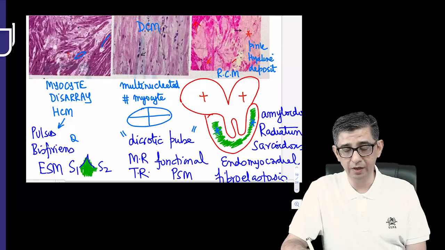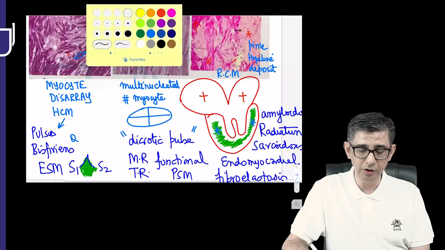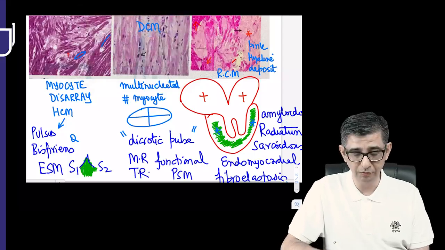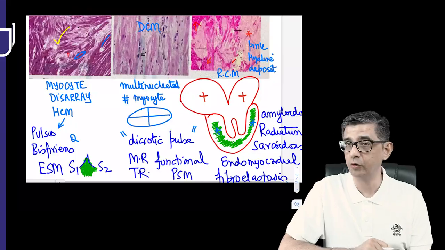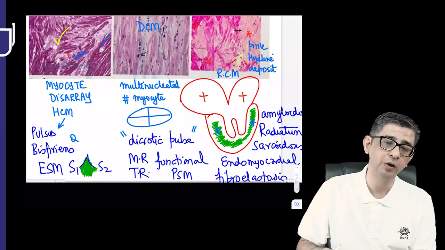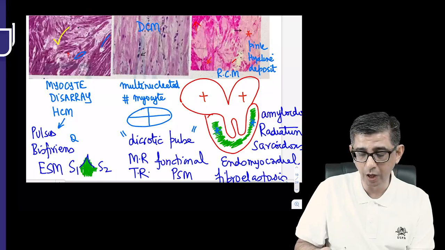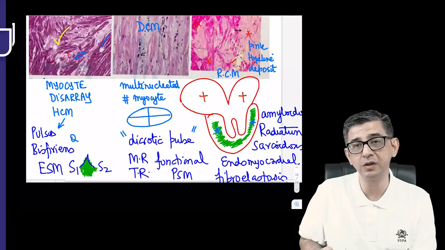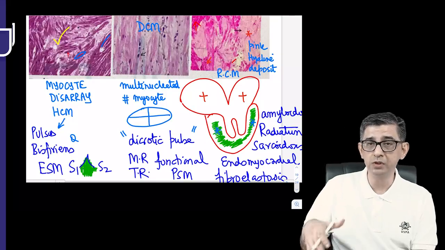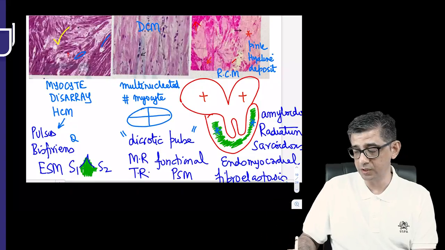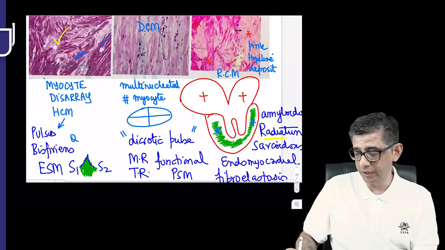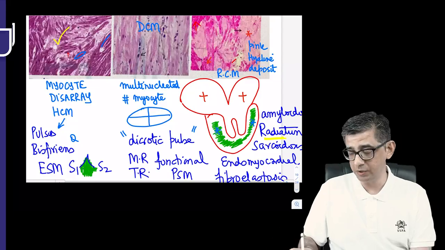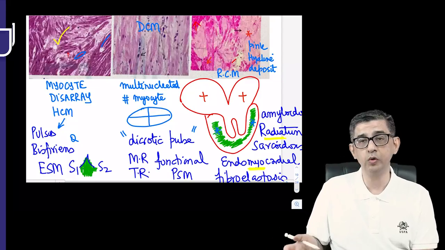So the first slide that you can see on the display at the moment, the first one where I put a tick mark, this is myocardial disarray. The second one where you can see the multinucleated damaged myocytes is that of dilated cardiomyopathy. He might give you dicrotic pulse in the question, and if he himself begins by describing a person who had received radiation to the chest, or he describes a patient who's having, let me say, endomyocardial fibroelastosis.